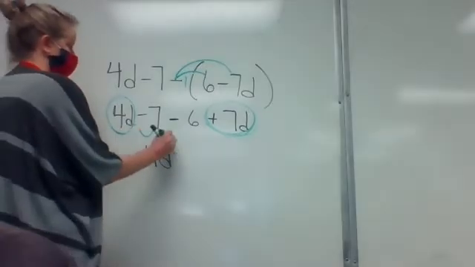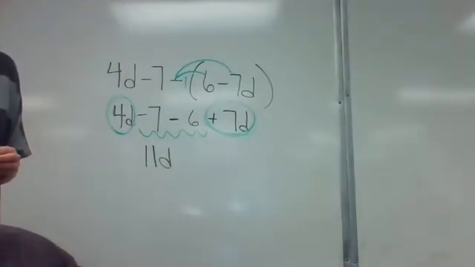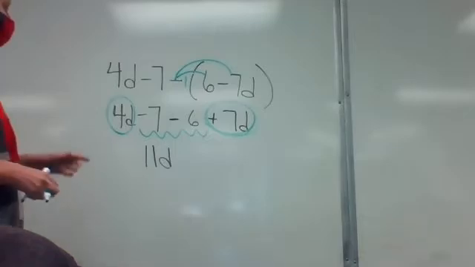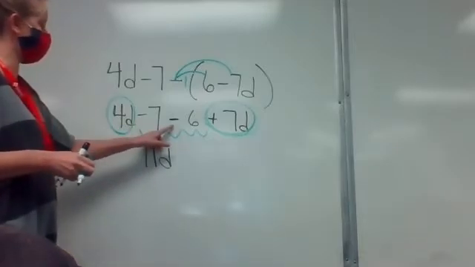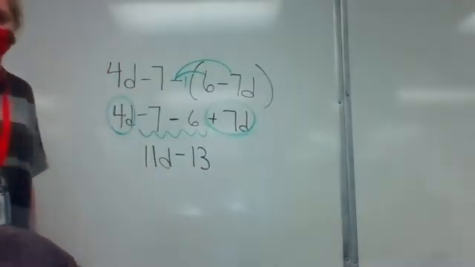Now I can also put these together, right? Because they're just plain numbers. If you wanted to type that in, what would you tell your calculator to do? Negative 7 minus 6, which would give you negative 13.